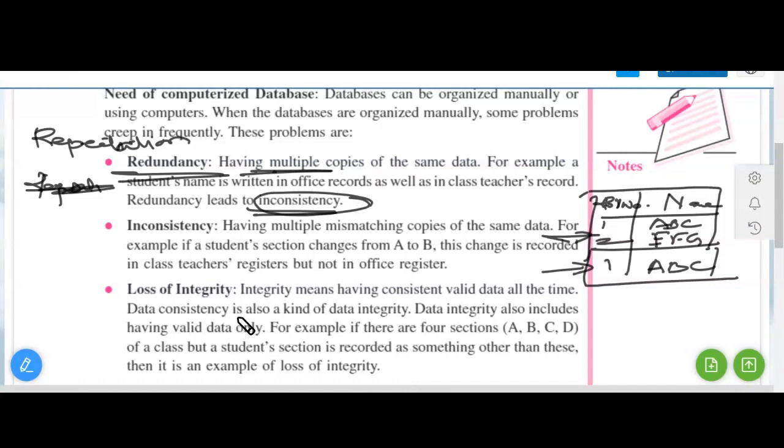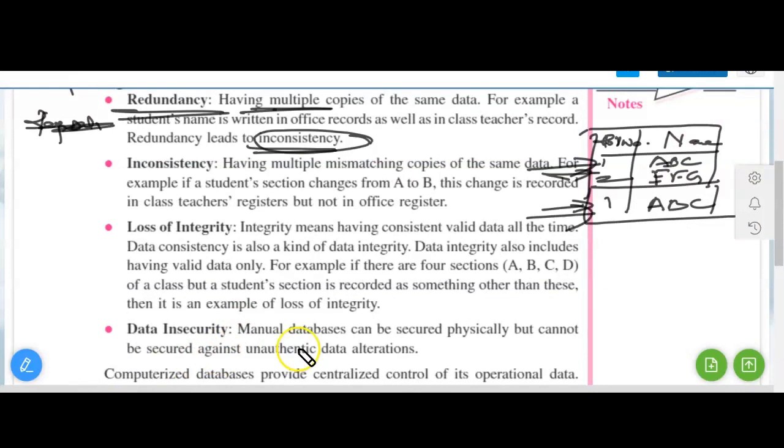When you use this information for some purpose, this row will be displayed in front of you two times. That means the ABC student data will be shown to you two times, which is not a proper way of getting information. So that is what inconsistency means.